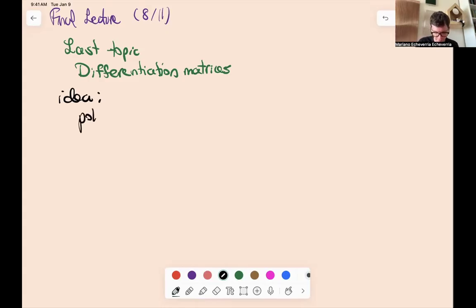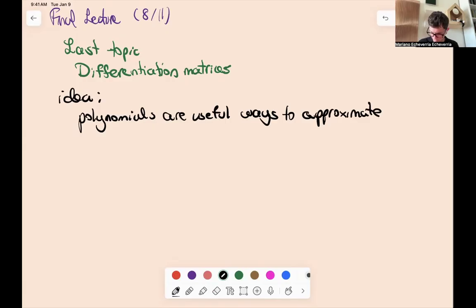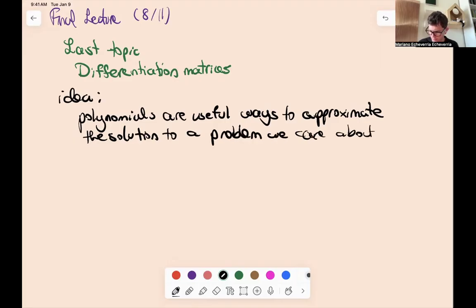So polynomials are useful ways to approximate a solution to a problem that we care about, in part due to the fact that finding the derivative or the integral of a polynomial is relatively easy.